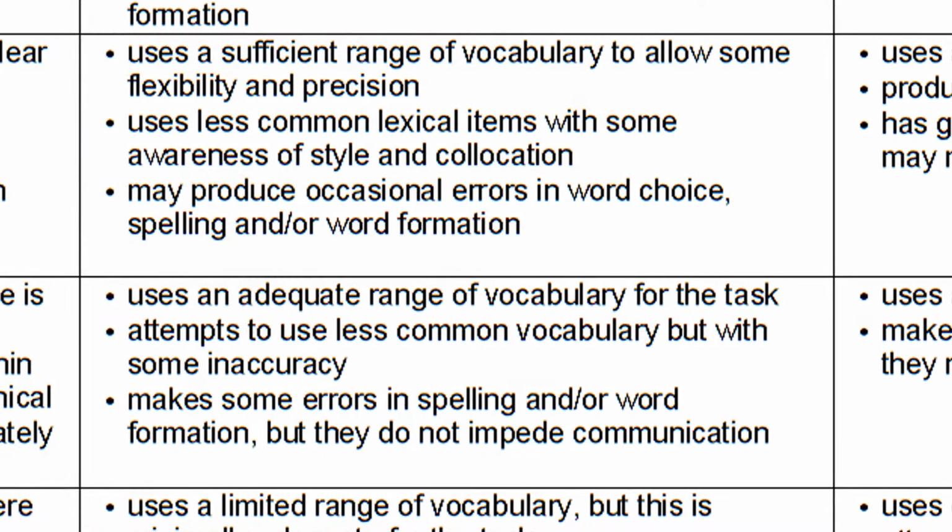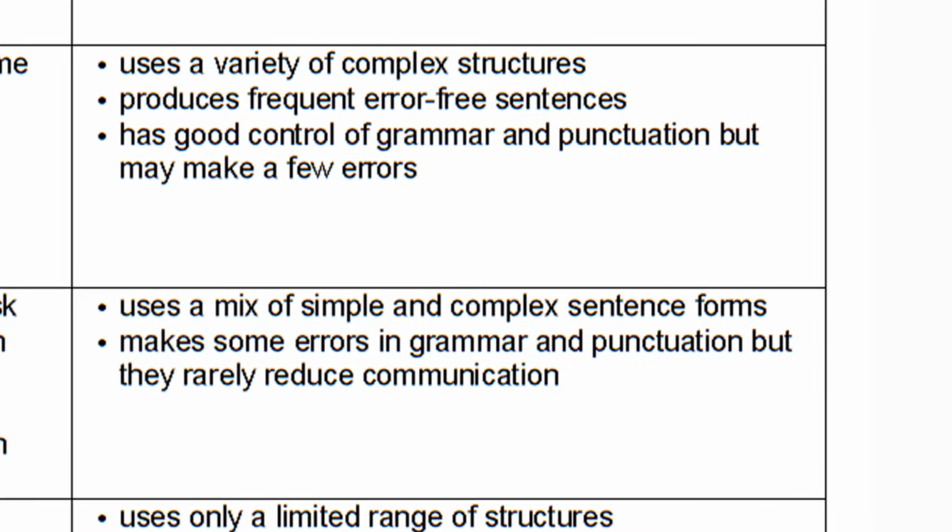Go back to the band descriptors. And we'll go across to grammatical range and accuracy. Again, this word here, variety. We saw the word range before, now it says variety. You need to use a variety of complex structures to get a Band 7. At Band 6, it talks about complex sentences. Okay, so Band 6, complex sentence forms. Band 7, complex structures. There is a difference between the words sentence and structures.